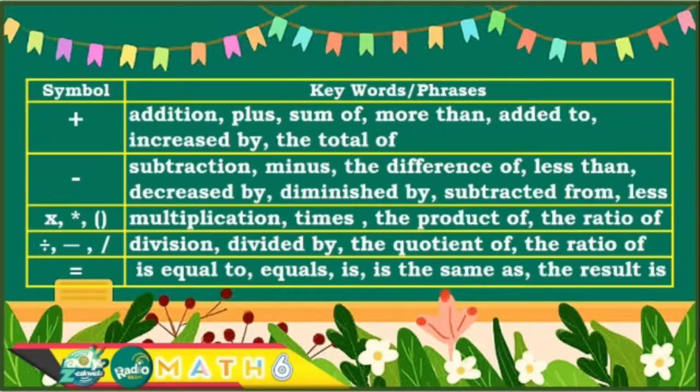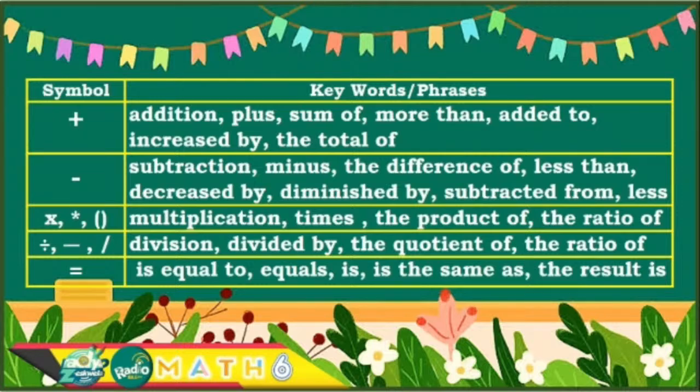For the addition symbol, the keywords or phrases are addition, plus, sum of, more than, added to, increased by, and the total of. For the subtraction symbol, the keywords are subtraction, minus, the difference of, less than, decreased by, diminished by, subtracted from, and less.